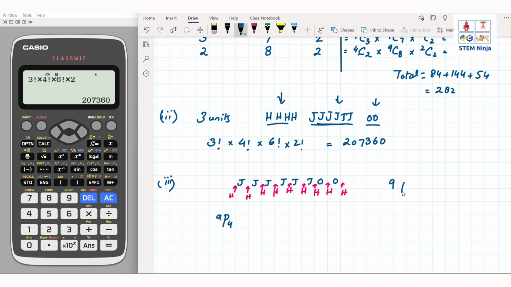Okay, so we have 9 places for 4 hibiscus trees. So 9P4 basically, times by all of these different trees, 6 plus 2, 8. So 8 factorial times by 9P4. 121927680. So that's it. That's your question.